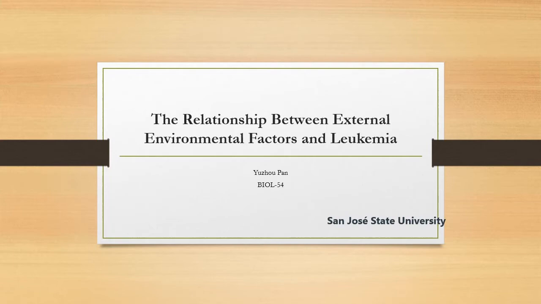So today I will introduce my master topic of Bio 54. The topic is the relationship between external environmental factors and leukemia. It is well known that it is a terrible blood cancer with a particularly high mortality rate. In this video, I will introduce the causes of leukemia in detail and the effects of various environmental factors on leukemia based on the literature, which can provide a reference for us to better prevent leukemia.